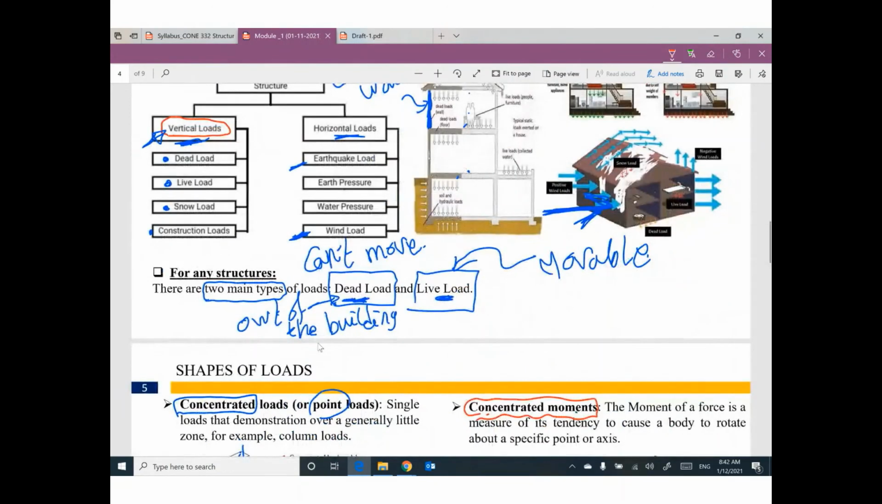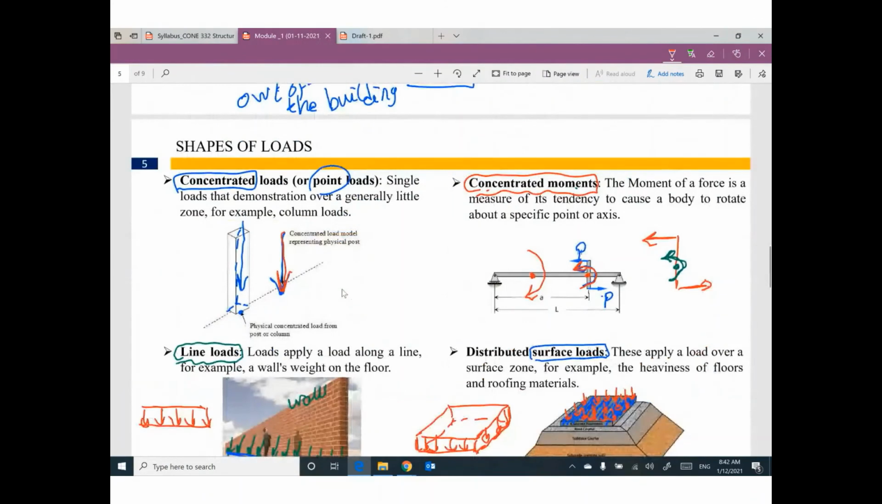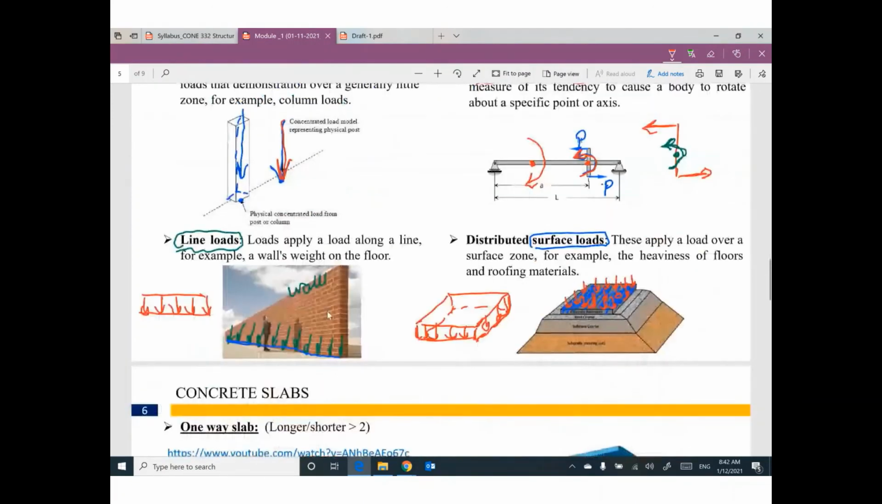What is the main difference between dead load and live load? Live load is a movable load. You can change the position. Dead load, you cannot. No way. We have different shapes of load. In our problems, we can find these loads like concentrated load, like concentrated moment, like line load, or surface load.